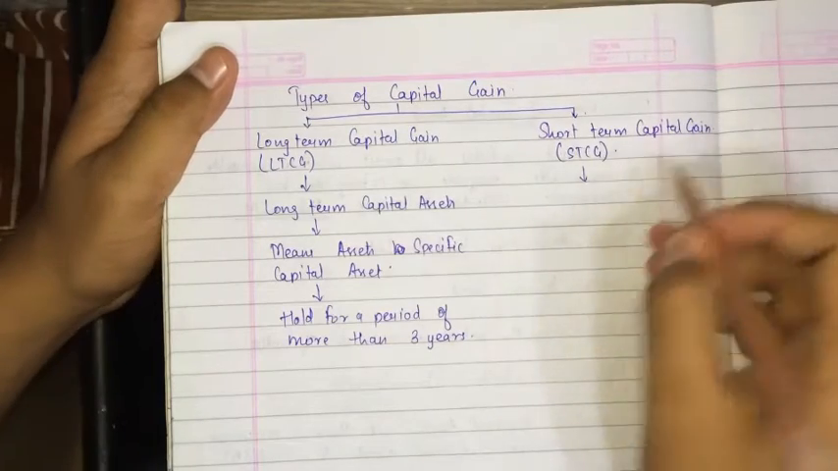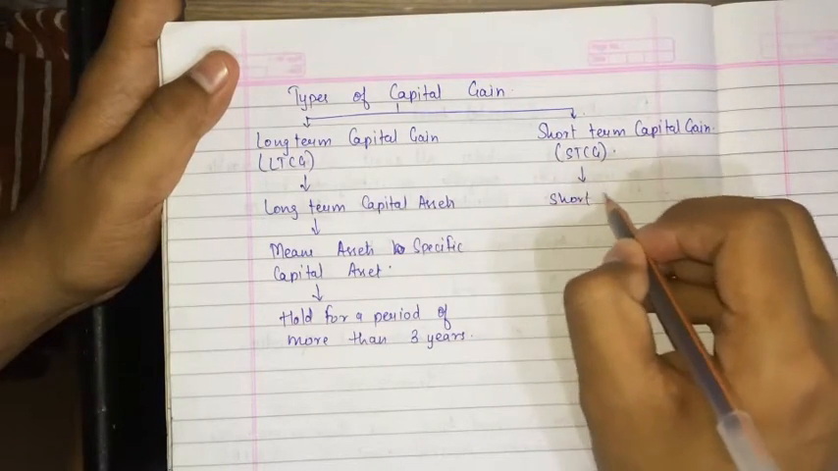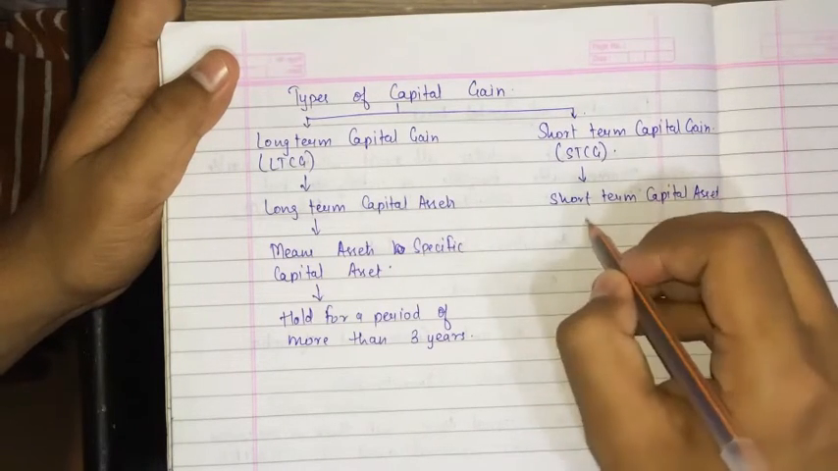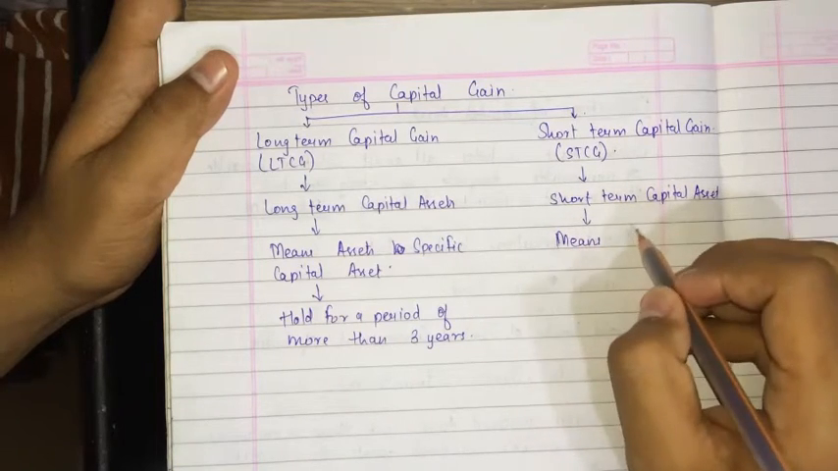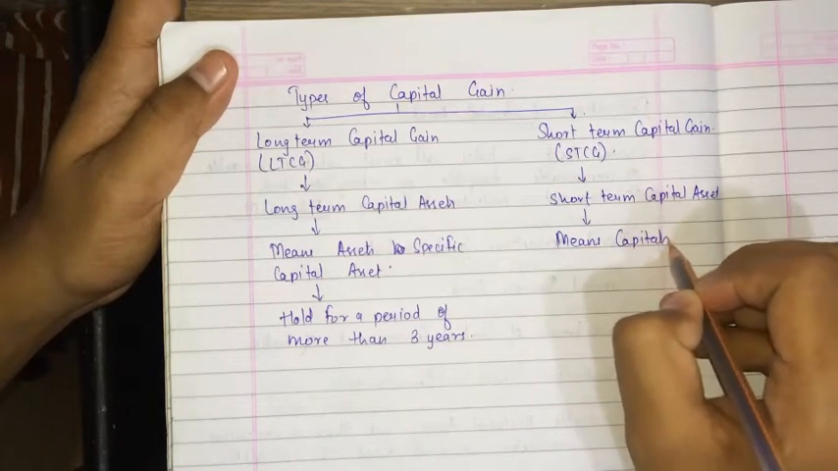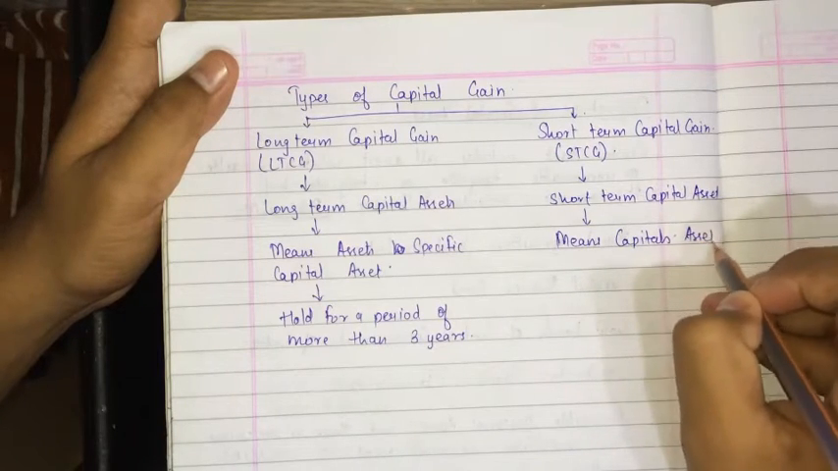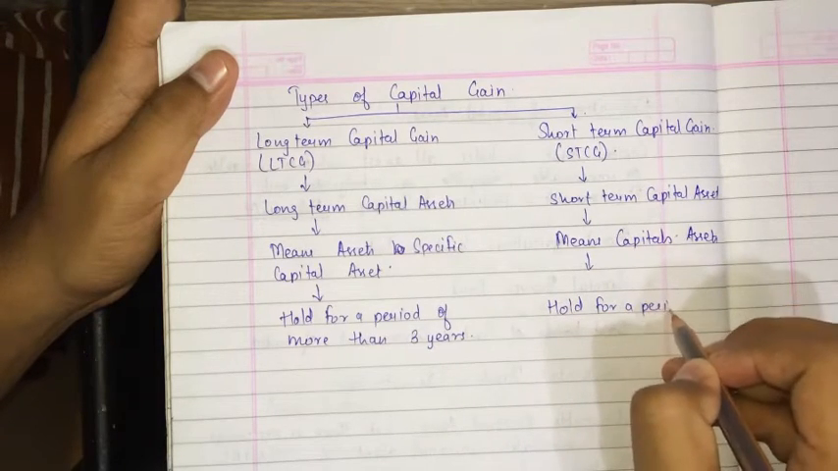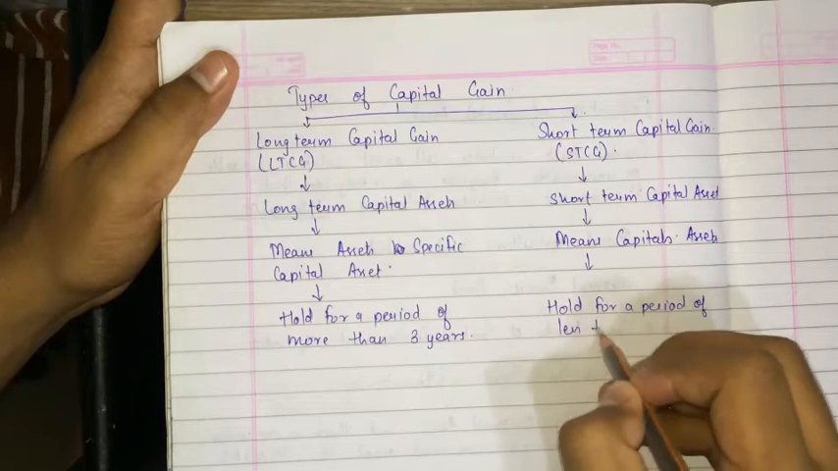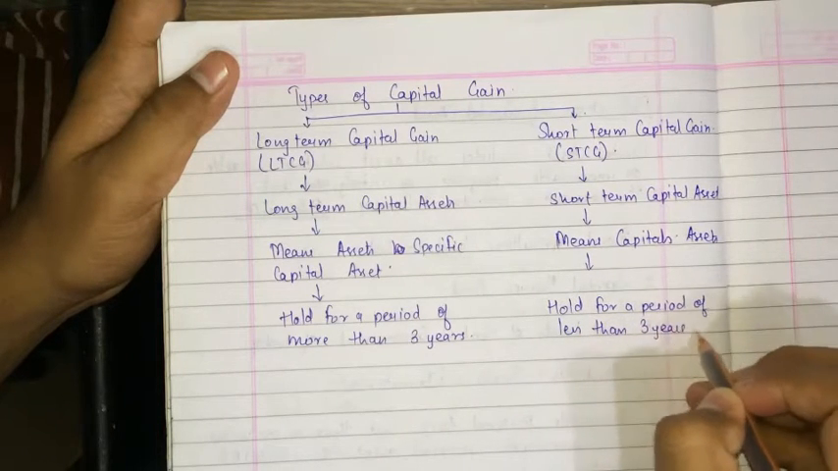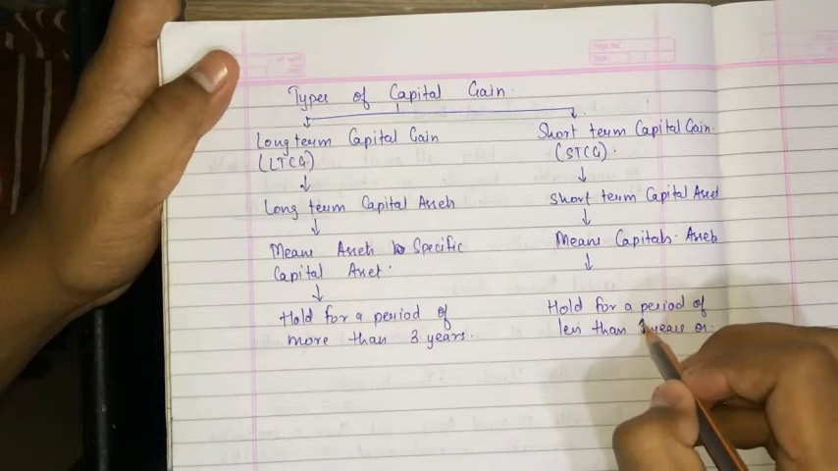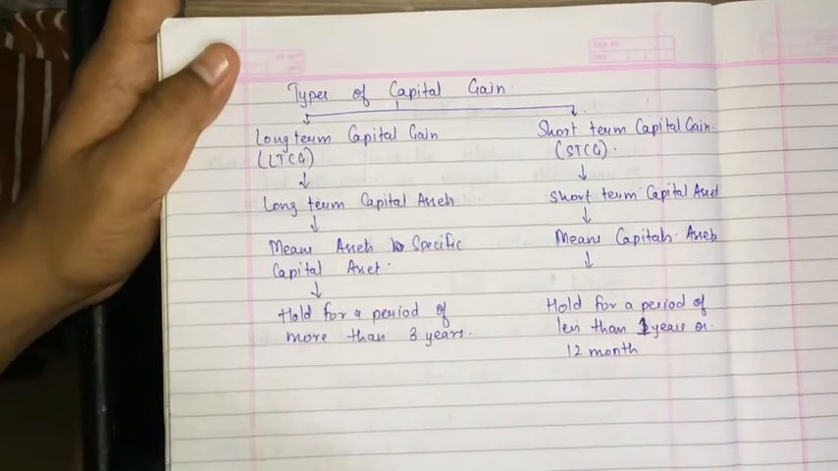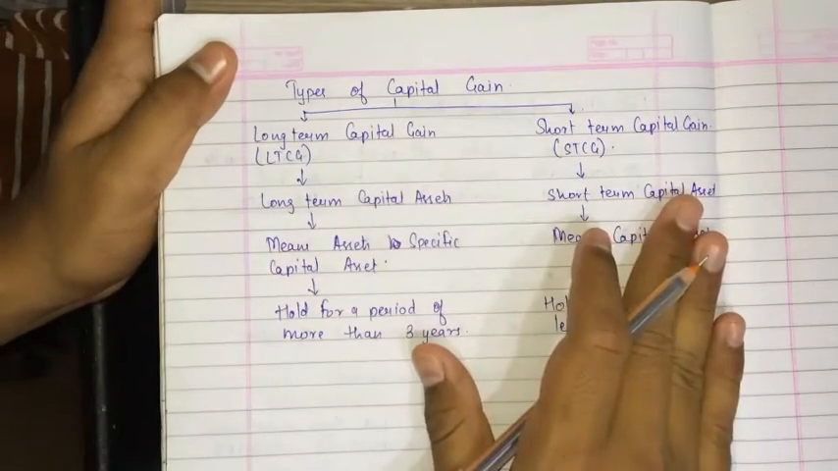And what is short-term capital gain? Short-term capital asset means capital assets held for a period of less than 3 years, 1 year, or 12 months. These are the different types of capital assets.